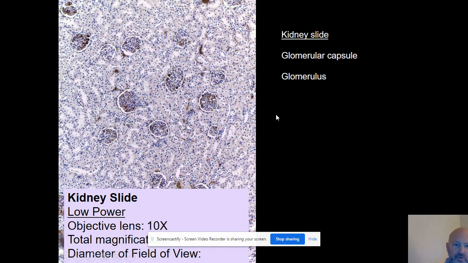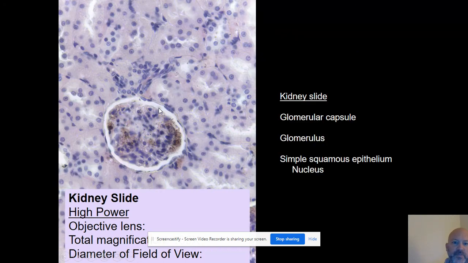Now, this is what we're looking for, but this is under low power. So these are the glomeruli. Here's one, here's one, here's one, here's one. And you see this clear space that surrounds. Let's get a bigger view. That's the glomerular capsule. And this is what I want you to measure, the diameter of one of these.